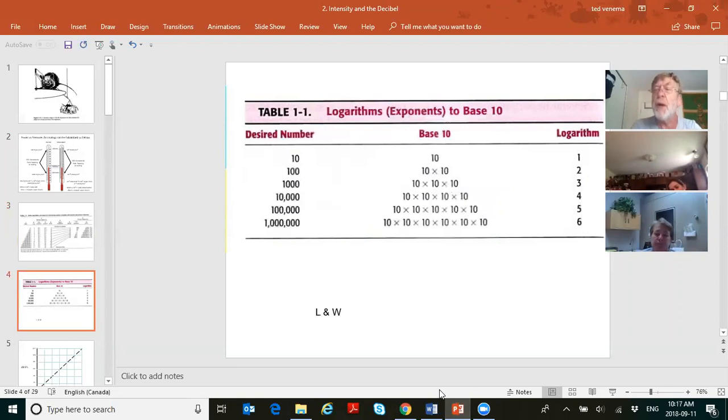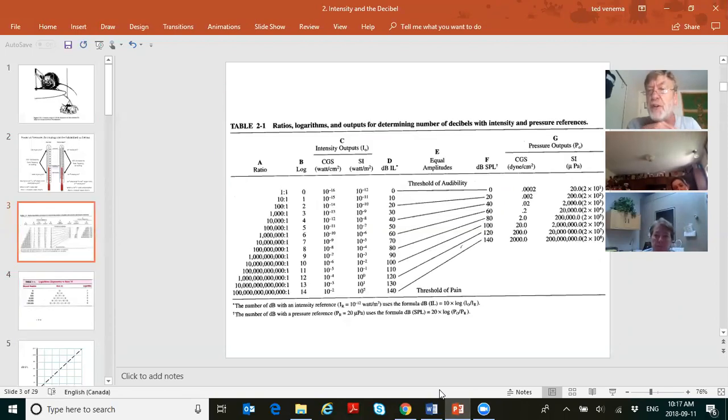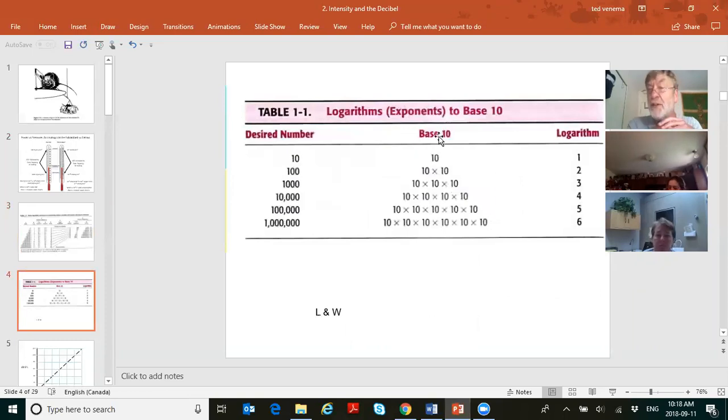Now, in your Martin textbook, I'm not sure if your edition has this awful picture. It's too complicated for me. It's got way too many numbers on it. But basically, I like column F, dB SPL. And I like this column here. It talks about how many dynes per centimeter squared. That works. Those two columns kind of make sense to me, but enough on that. I like this one better because it's simpler.